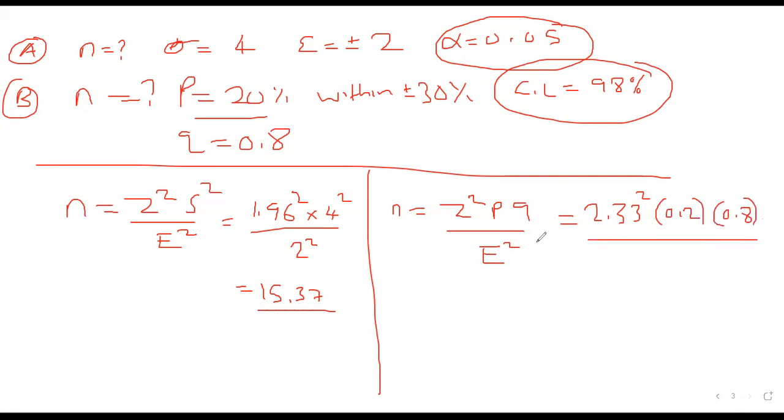So divided by the error, which is within 30%. If it's a percentage, we convert it to a decimal, so we have times 0.2 times 0.8 and divided by 0.3 squared. So here our sample size will therefore be 9.65. This is our sample size.